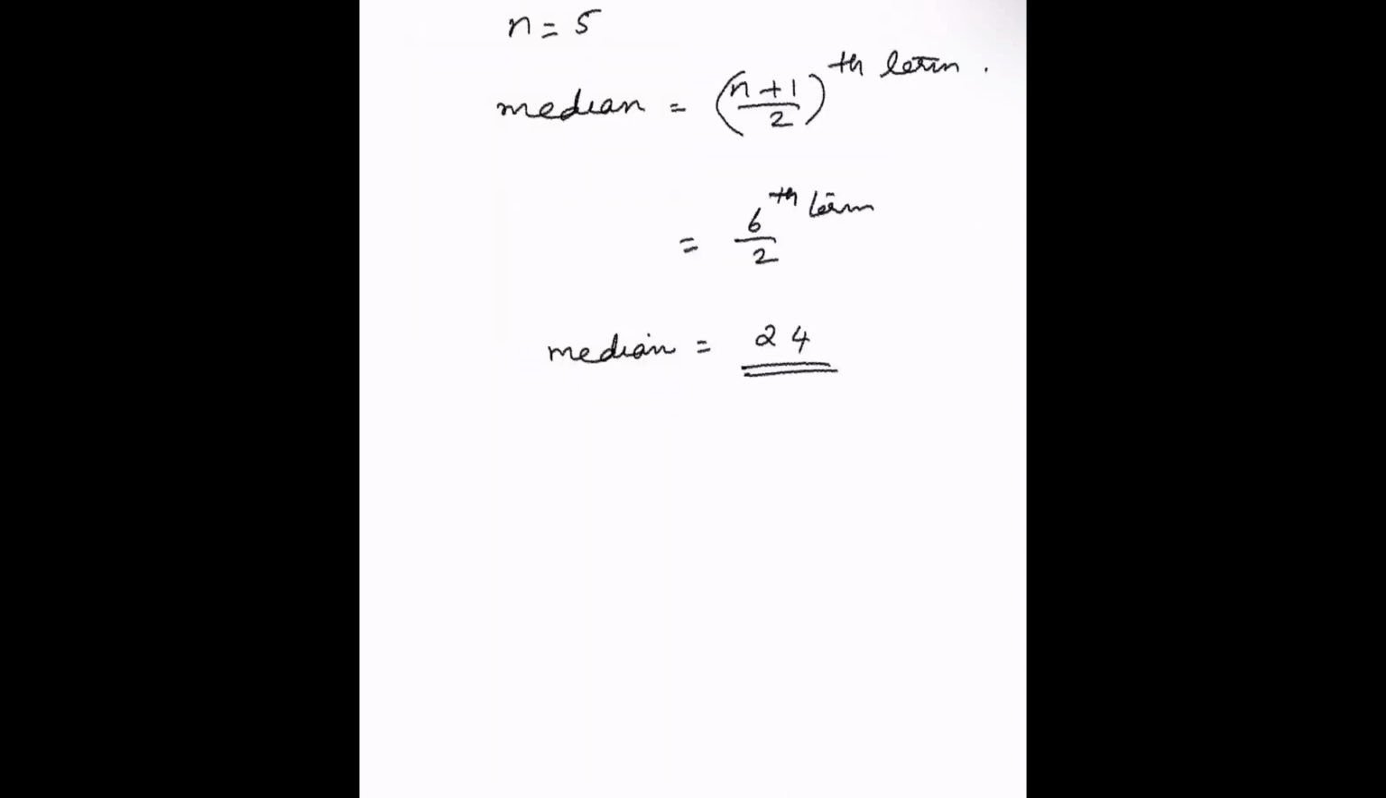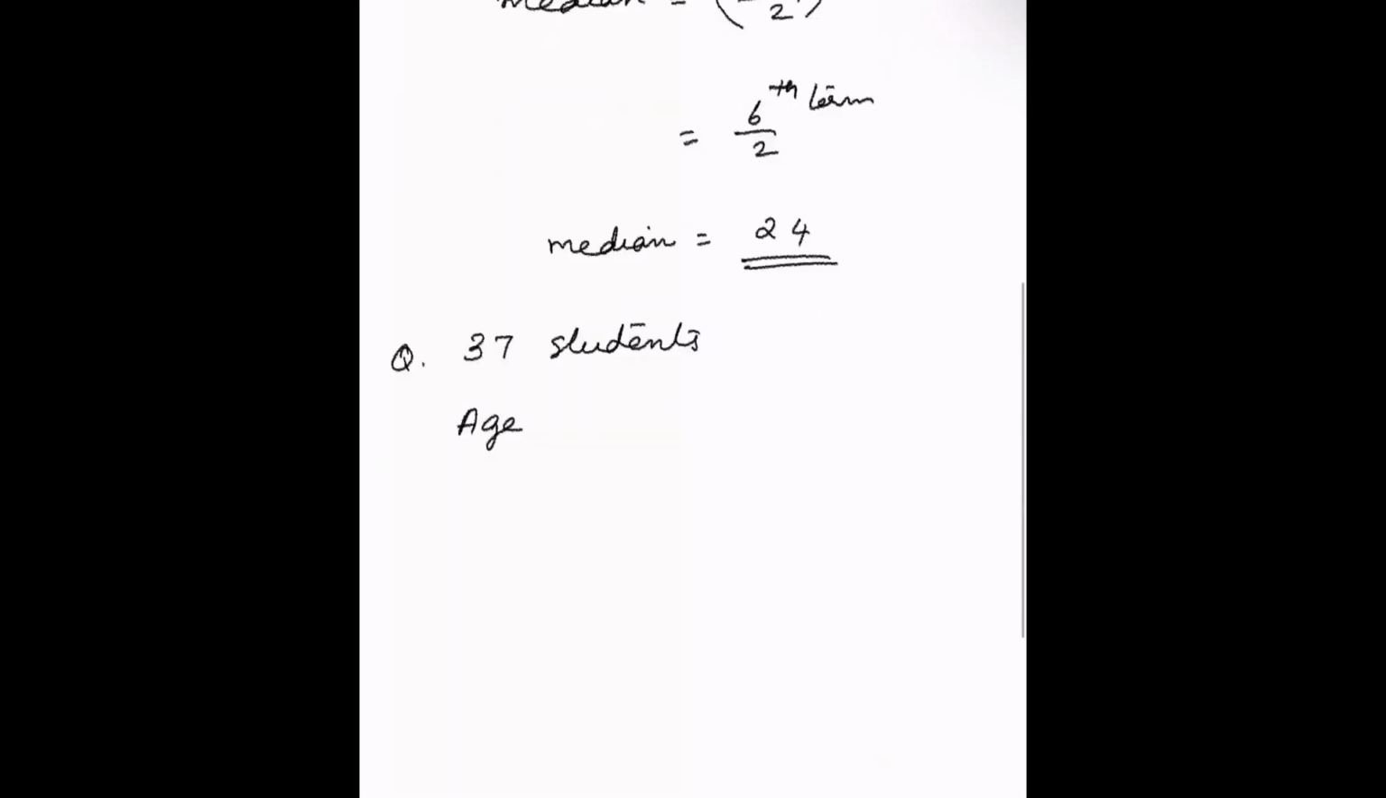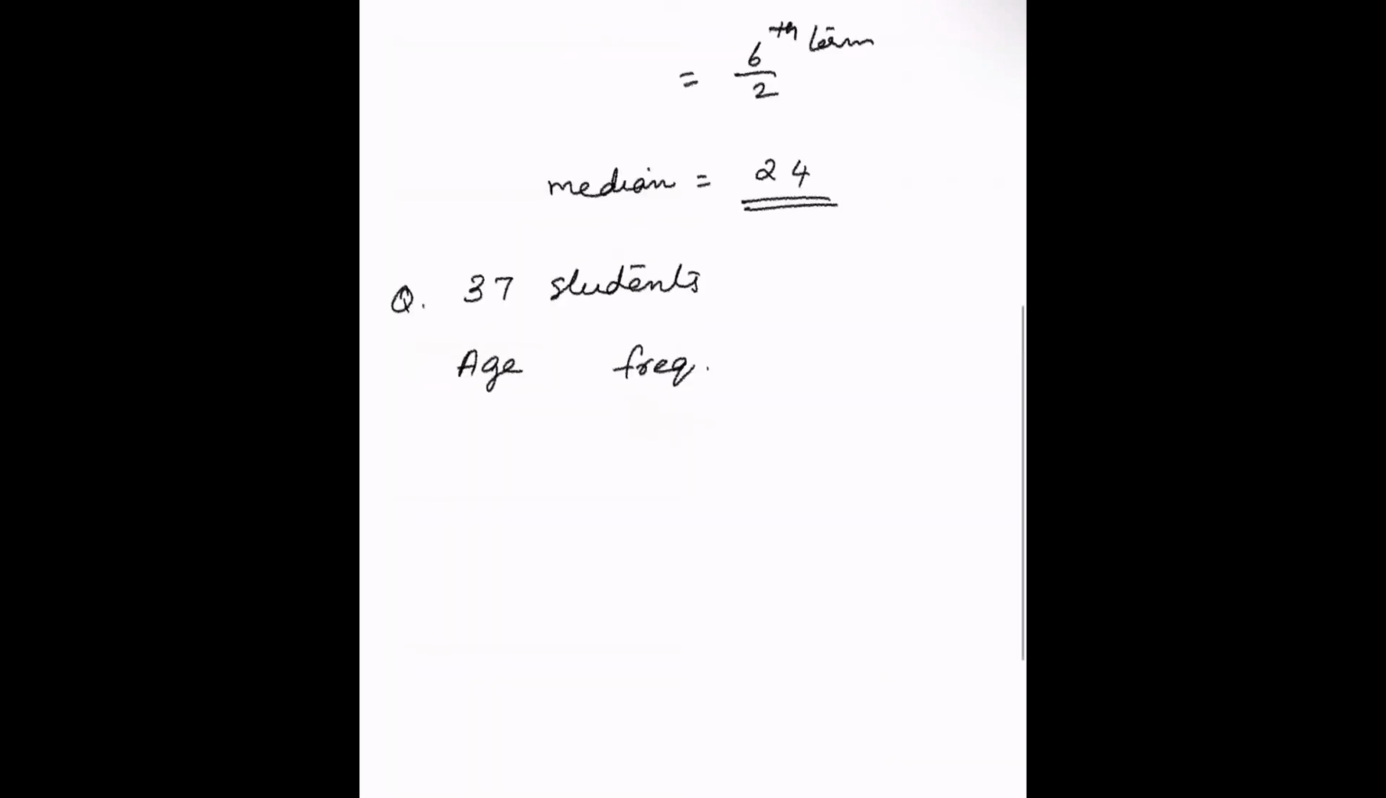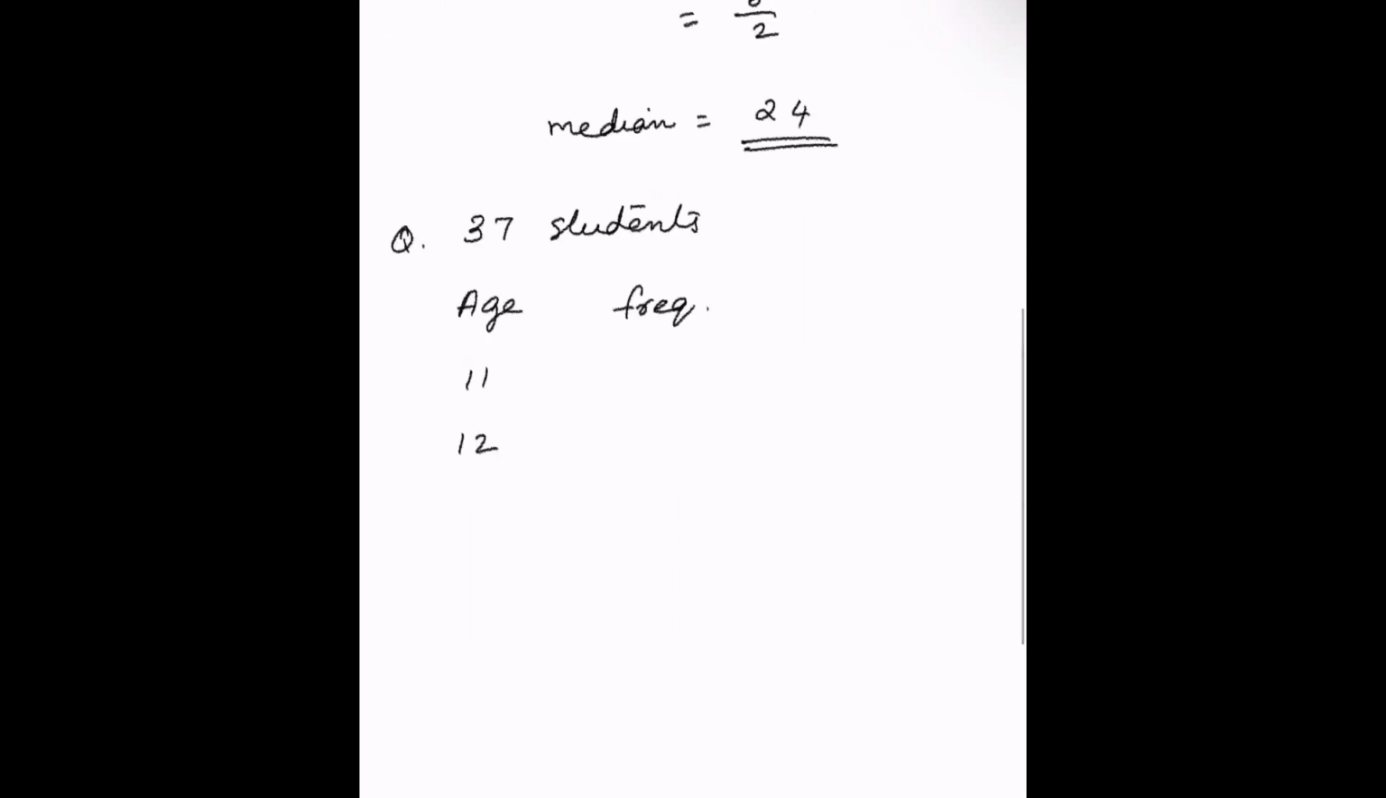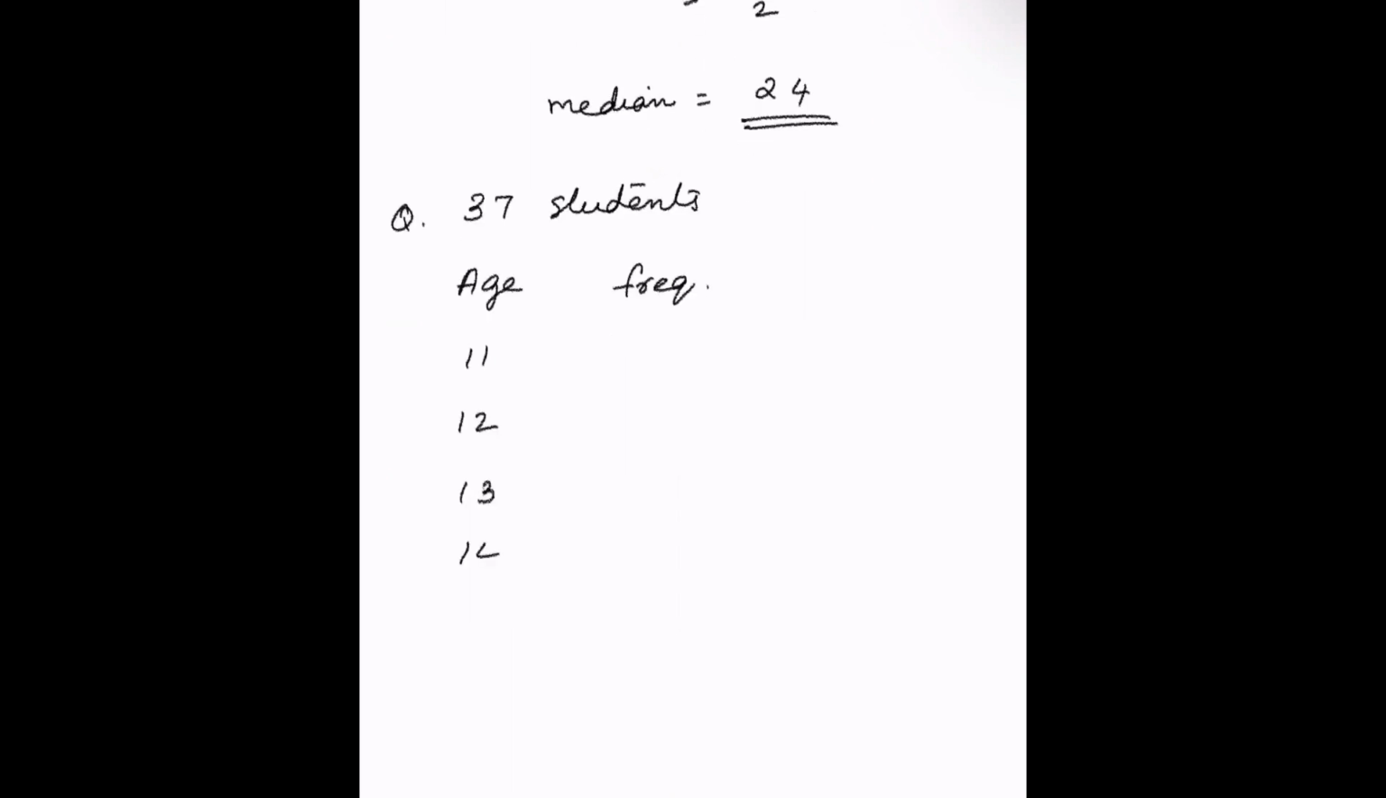Ages of 37 students in a class are given in the following table. Age, then frequency. What are the ages? 11, 12, 13, 14, 15 and 16. Now the frequencies are 2, 4, 6, 10, 8, 7. Find the median. You need to find the median of the ages.